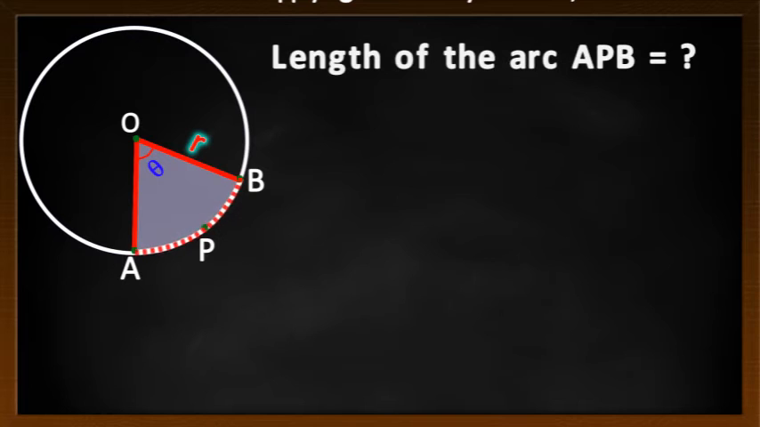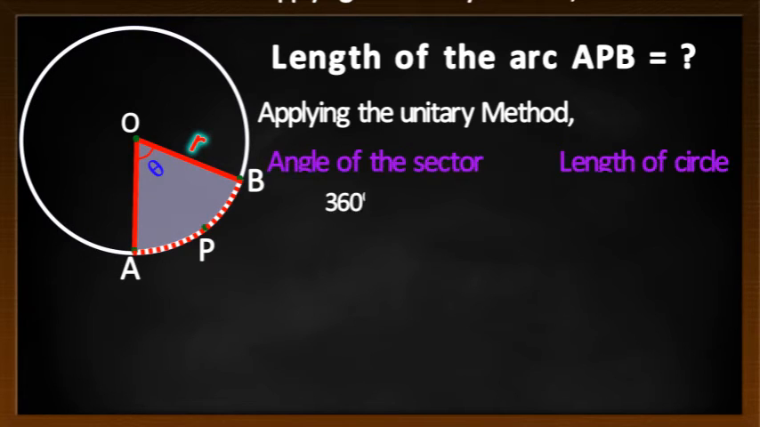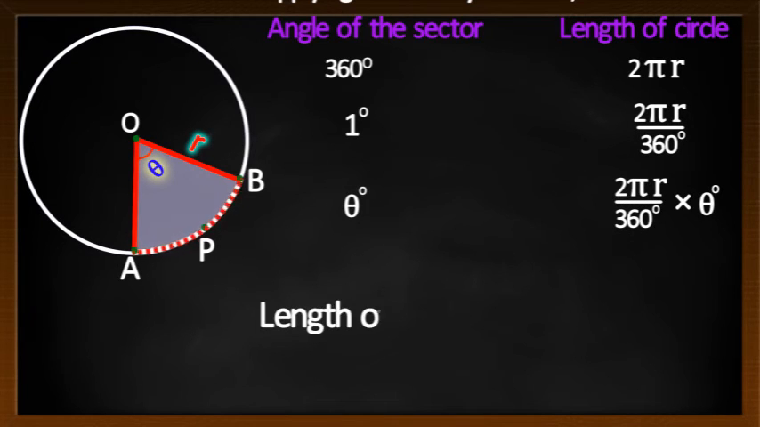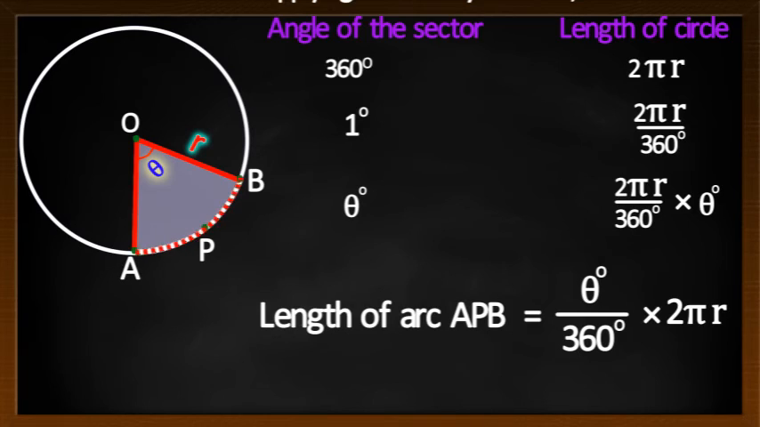Length of the arc APB. Now, let us find out the length of the arc APB corresponding to this sector by applying the unitary method and taking the whole length of the circle as 2 pi r. So, the length of an arc of a sector of angle theta is equal to theta by 360 into 2 pi r. So, the length of the arc APB is equal to theta by 360 into 2 pi r.